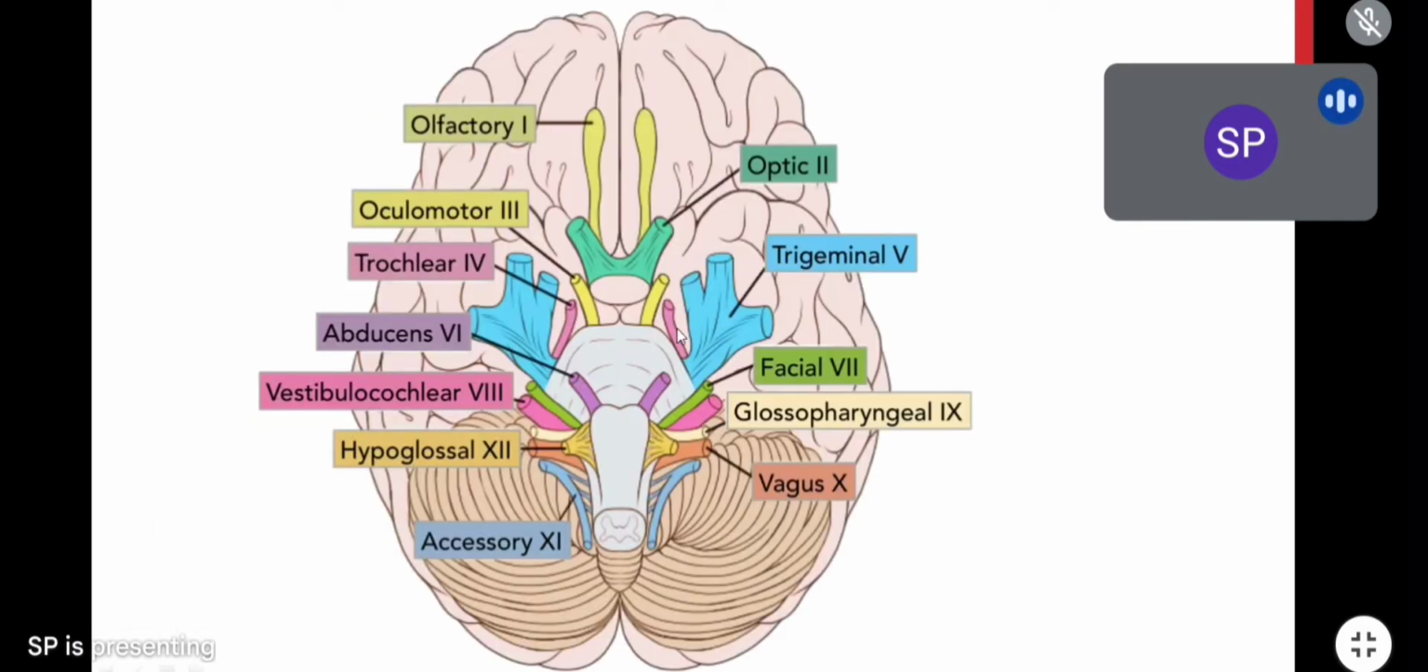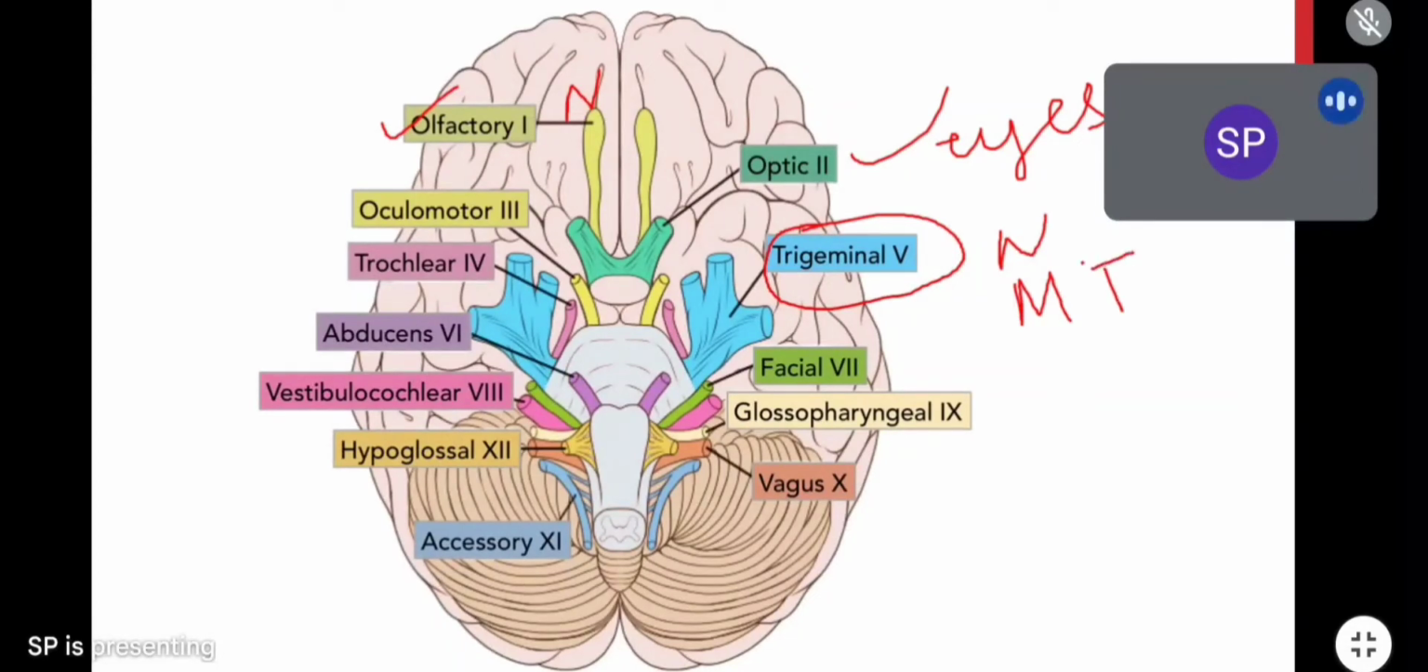Now you see, this is also just for understanding. We have a total of 12 cranial nerves. You can see the names of each cranial nerve, starting from the first, olfactory, and second, optic. Olfactory means it is innervating the nose. Optic means it is innervating the eyes mainly. Trigeminal nerve is very, very important. It is innervated to the nose, the mouth, the tongue, and the mandibles.